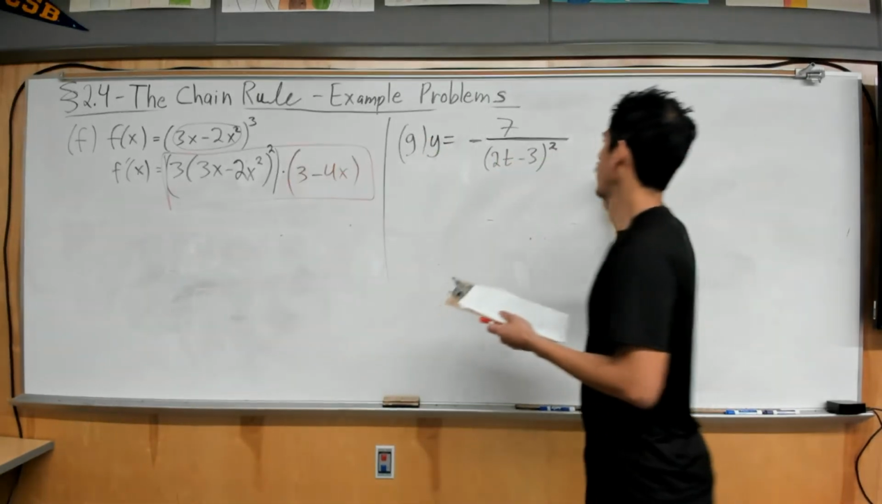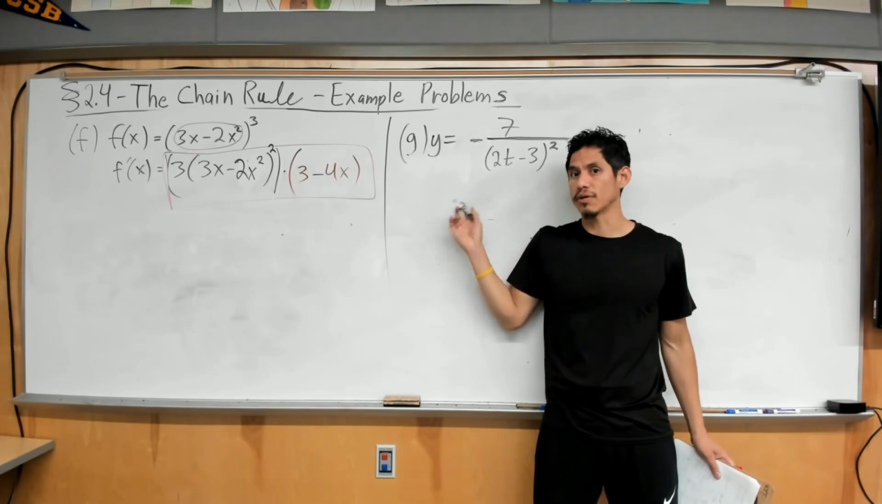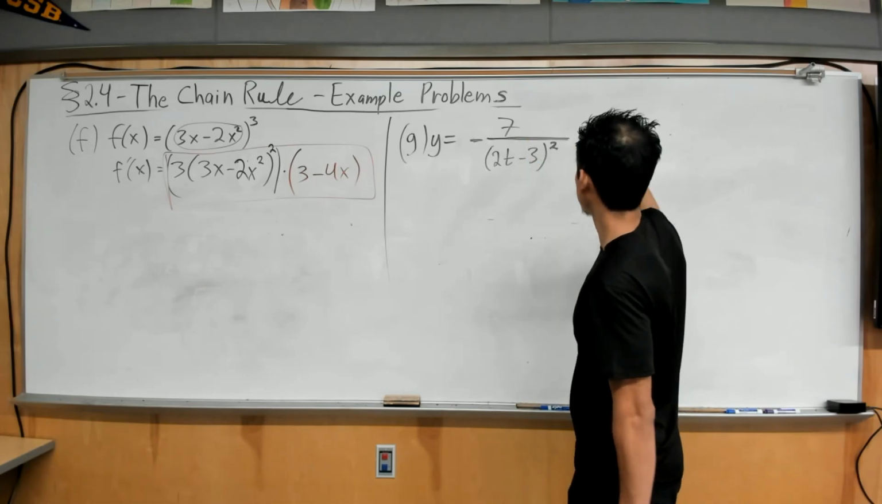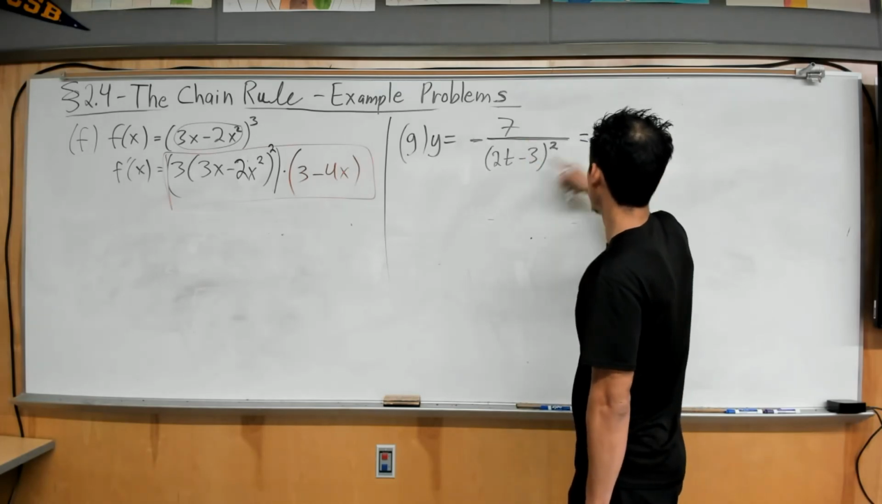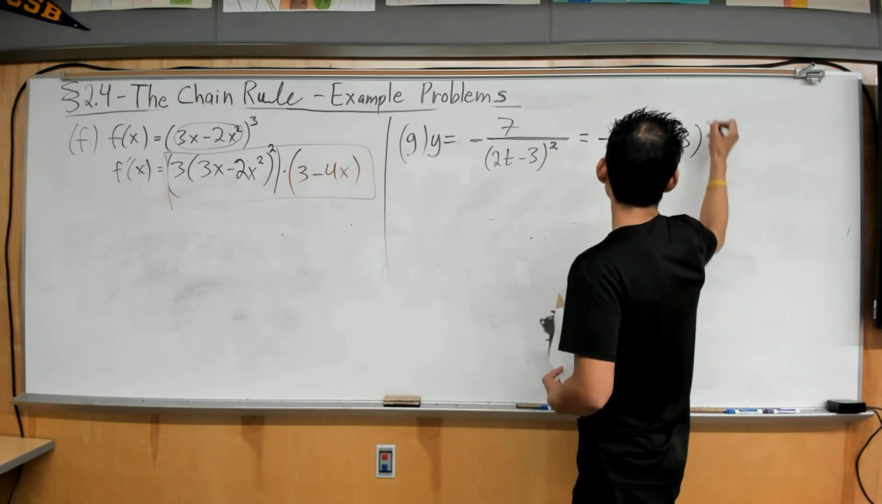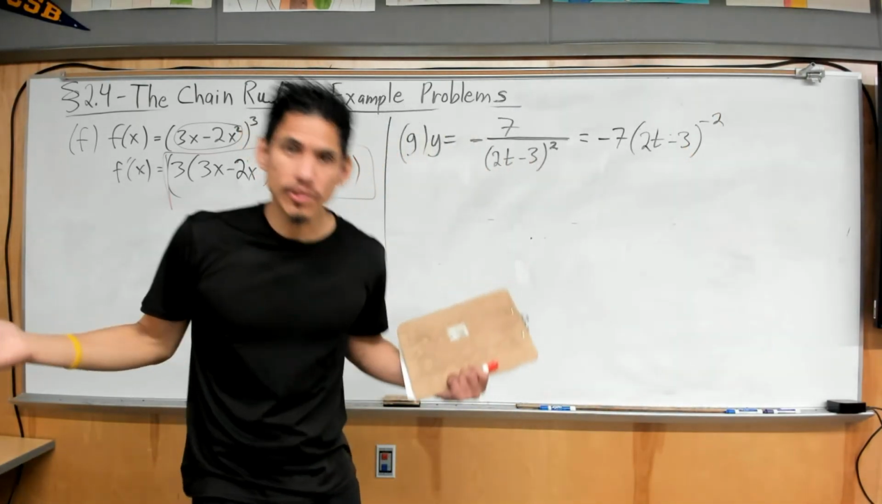Now, I don't like the quotient rule. I just don't. So this is an opportunity to not use it, because you can actually rewrite this as negative 7 times 2t minus 3 to the negative 2. Same thing. You don't have to worry about the quotient rule.